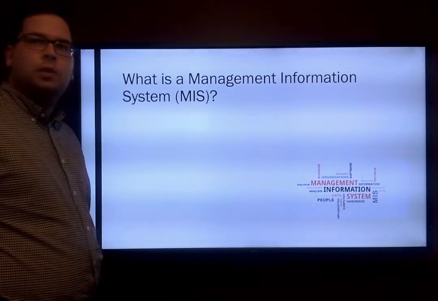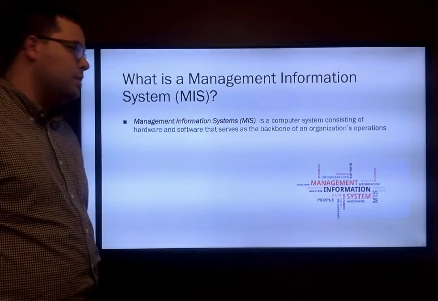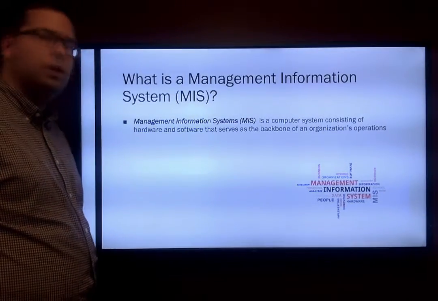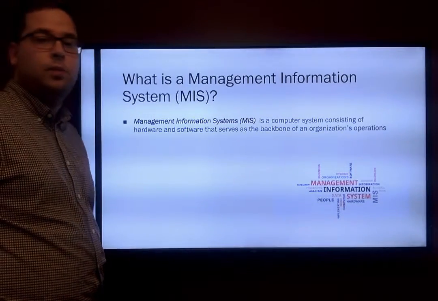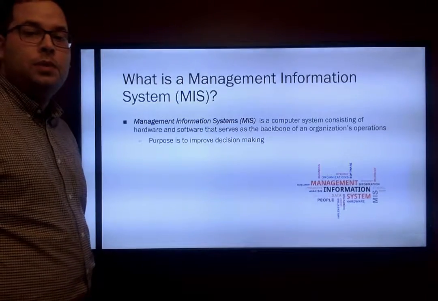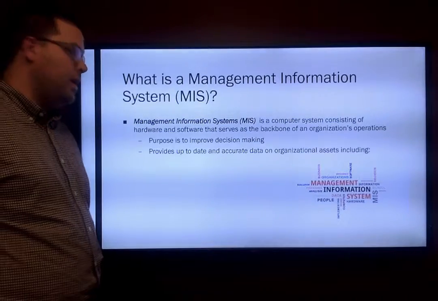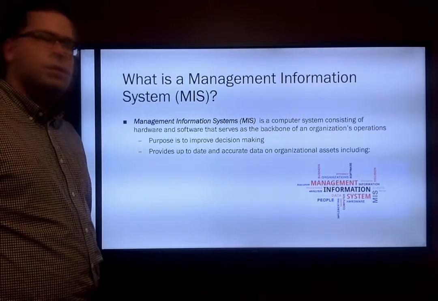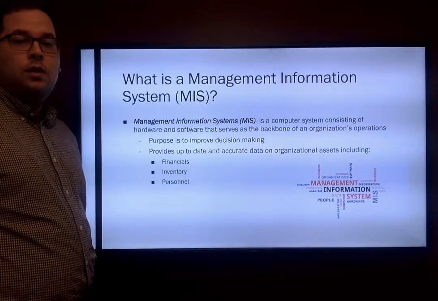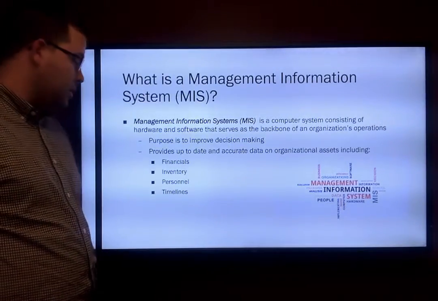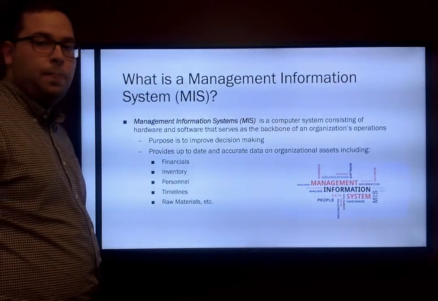So firstly, what is Management Information Systems, or MIS? Well, Management Information Systems is a computer system that consists of hardware and software that serves as the backbone of an organization's operations. Its purpose is to improve decision making, and it provides up-to-date and accurate data on organizational assets that include financials, inventory, timelines, personnel, and raw materials, etc.